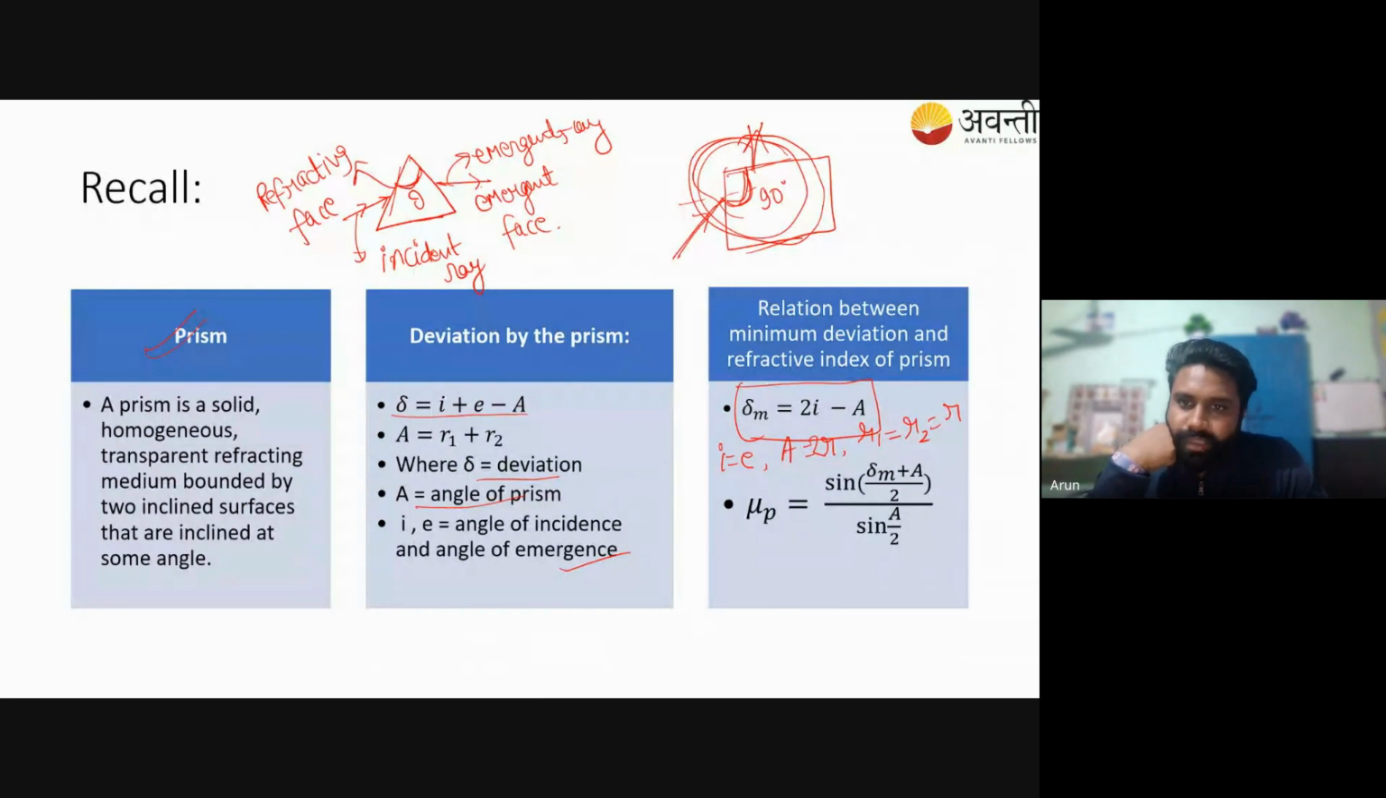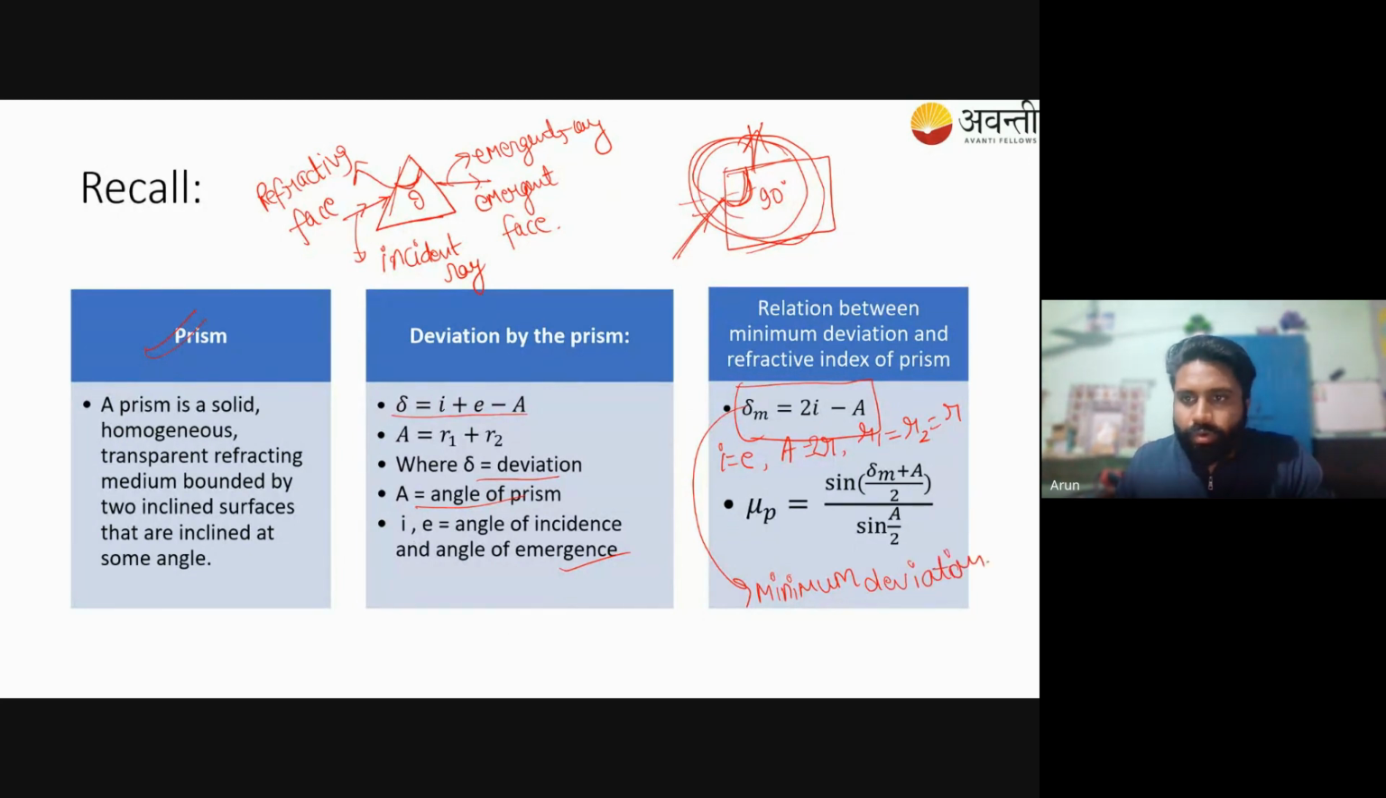So from that, you will consider this formula: mu p, which is the refractive index of the prism, is equal to sine of... What is del m? Del m is the minimum deviation. Del m does not mean the maximum one. It is the minimum deviation. Keep this in mind. Minimum deviation.